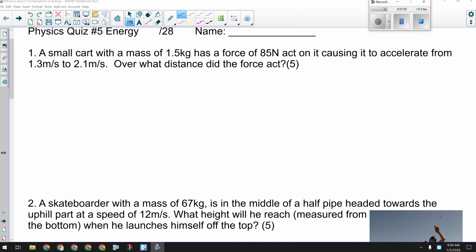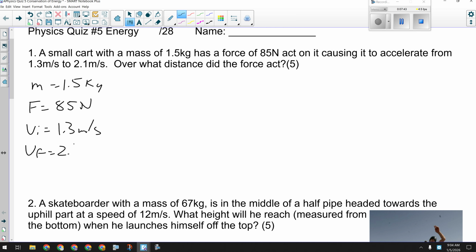Okay, so I got a small cart. It has a mass of 1.5 kilograms. Okay, and there's a force acting on it. That force is 85 newtons. Okay, and it causes it to accelerate from an initial speed of 1.3 meters per second to a final speed of 2.1 meters per second. Okay, it wants me to calculate the distance over which the force is accelerating the cart.